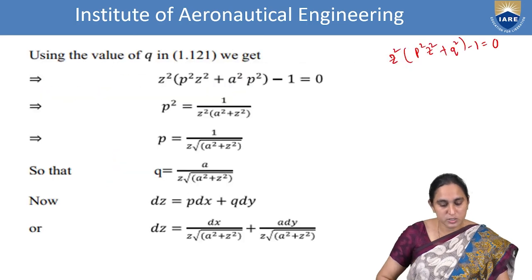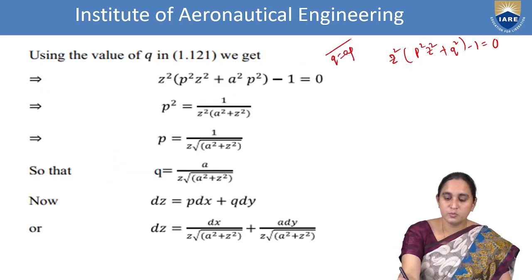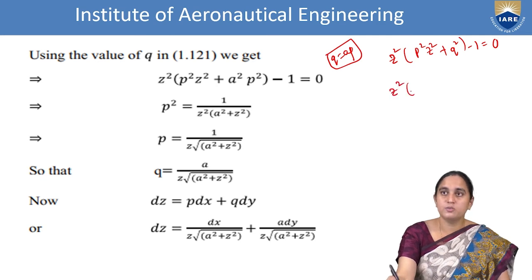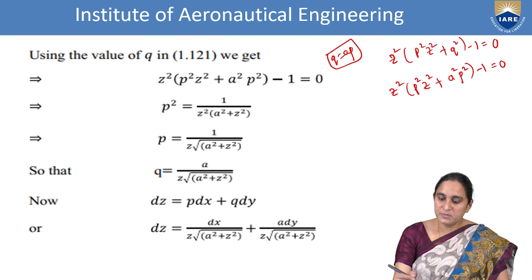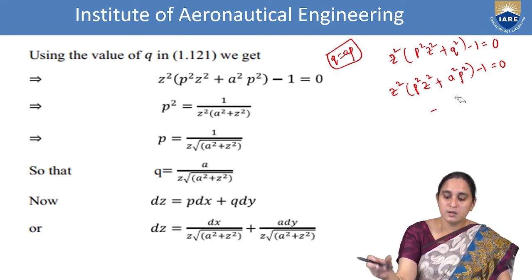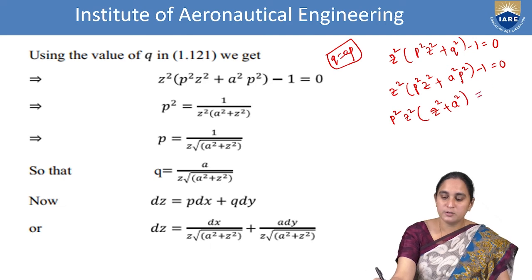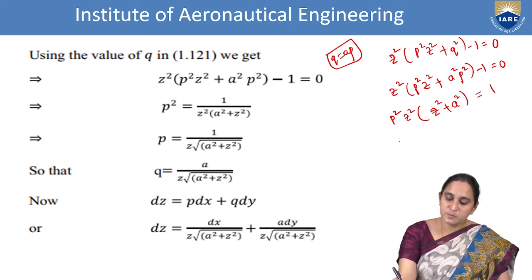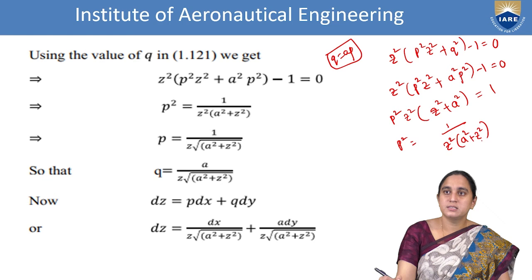Already from the auxiliary equations, q is equal to ap. Substitute here: z square into p square z square plus a square p square minus 1 is equal to 0. From that, p square is common in these two terms. I'll take p square common, that is z square plus a square, and this is equal to 1. From that, p square is equal to 1 by z square into a square plus z square.